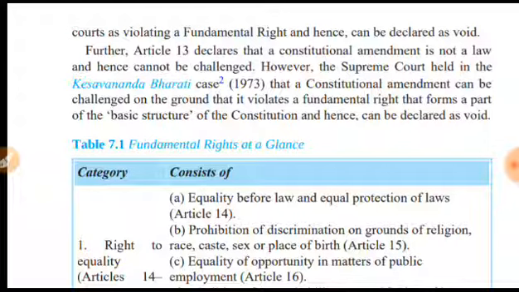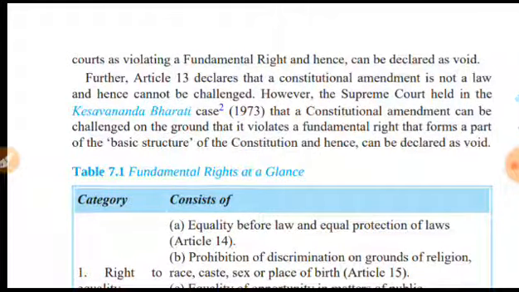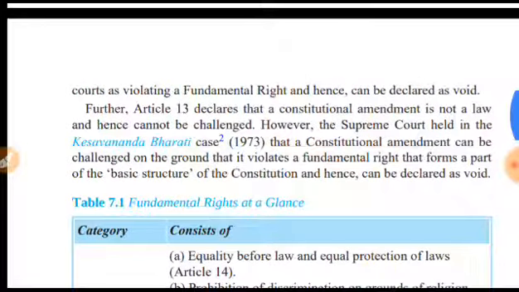So Article 13 declares a constitutional amendment is not a law, and hence cannot be challenged, because it is not a law. However, the Supreme Court held in the Kesavananda Bharati case, 1973.